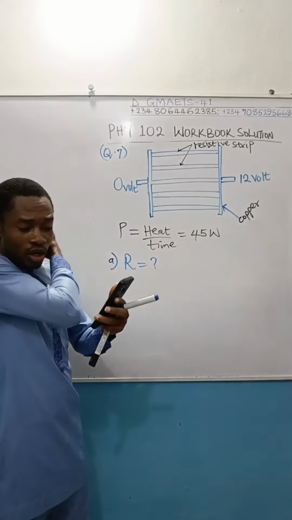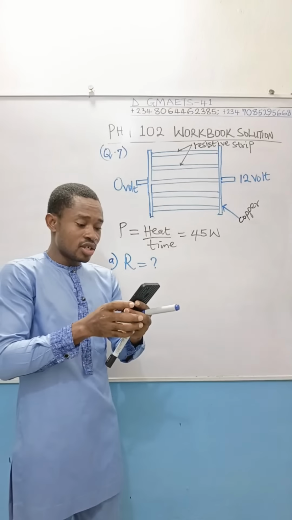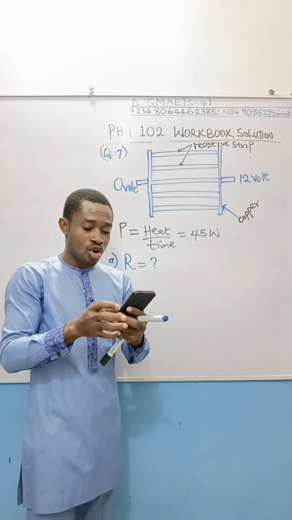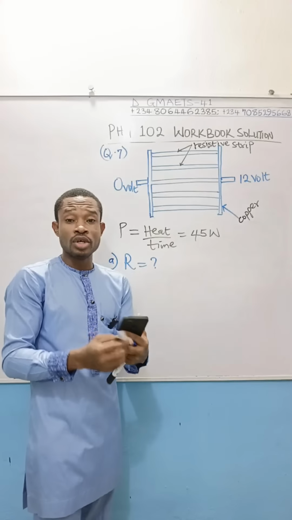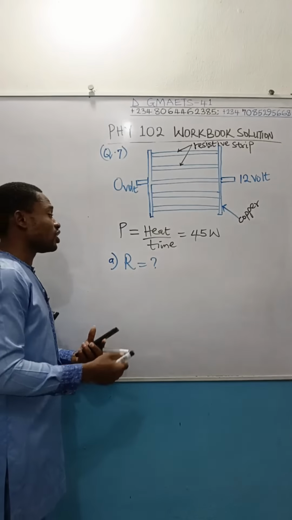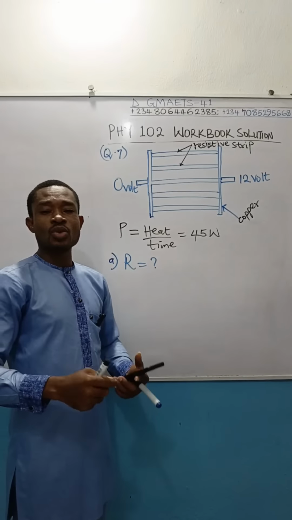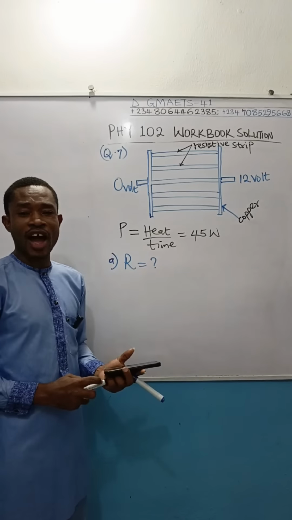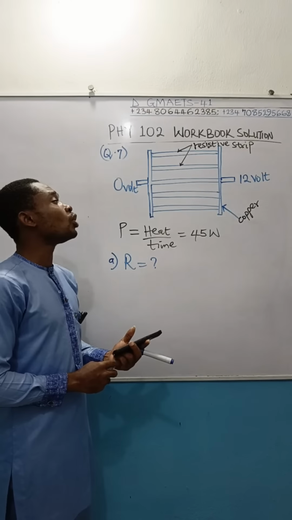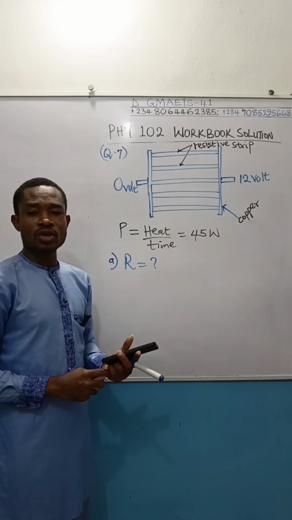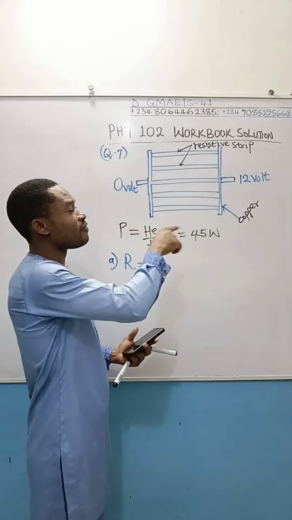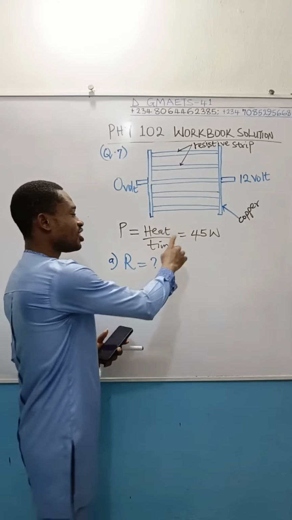Okay, the I part of the question, total resistance of the unit, we are asked to calculate it. We don't know the total resistance of the unit. So how do we calculate it? Good enough, we have the power. The rate at which heat is being generated is 45. And we also know the voltage, right? When this unit is connected to a 12 volts car battery, it generated this heat.